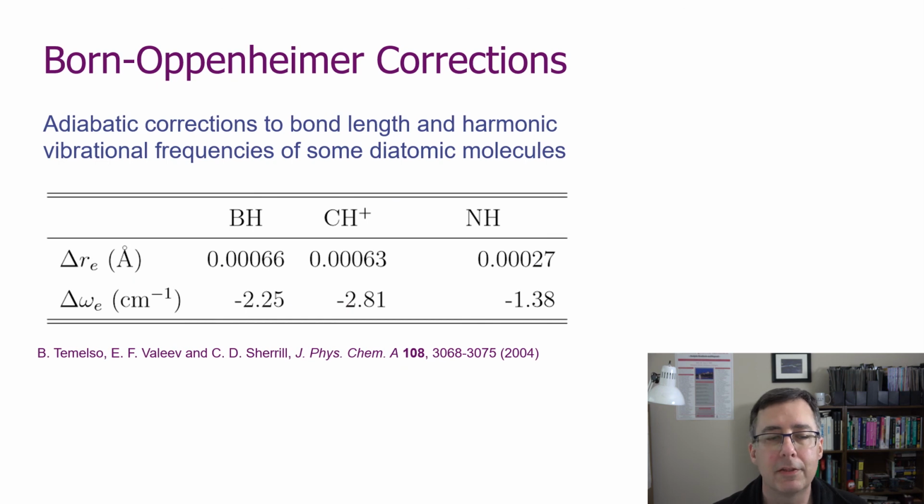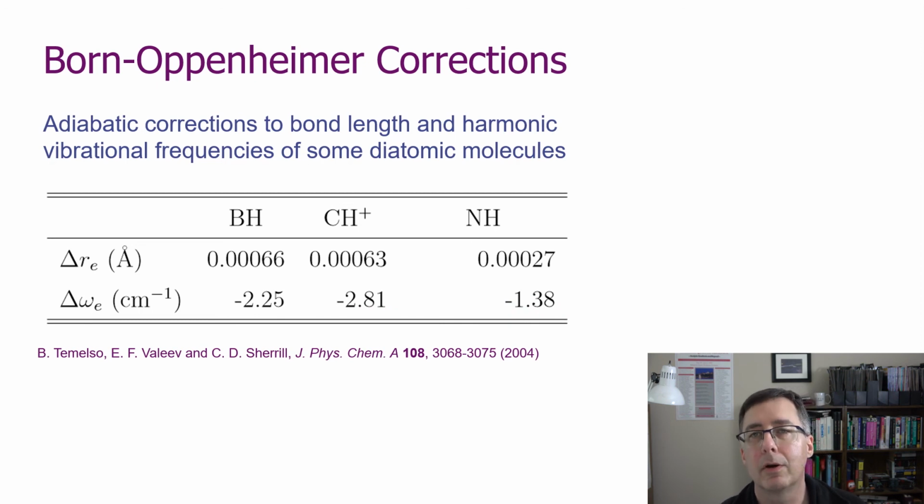Does it ever affect anything? Well, in one of our papers, we looked at how important it was for the bond length of BH, CH+, and NH, where we can compute this, and it's a tiny, tiny, tiny fraction of an angstrom. So again, unless you're comparing to very high resolution spectroscopy, it doesn't matter for bond lengths. It matters a little bit for vibrational frequencies. These are harmonic vibrational frequencies, and they shift if you include the Born-Oppenheimer diagonal correction by 2 wave numbers, almost 3 wave numbers, a wave number and a half or so.